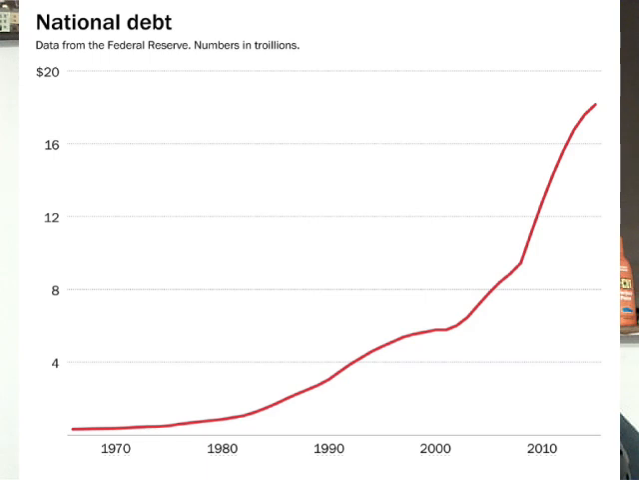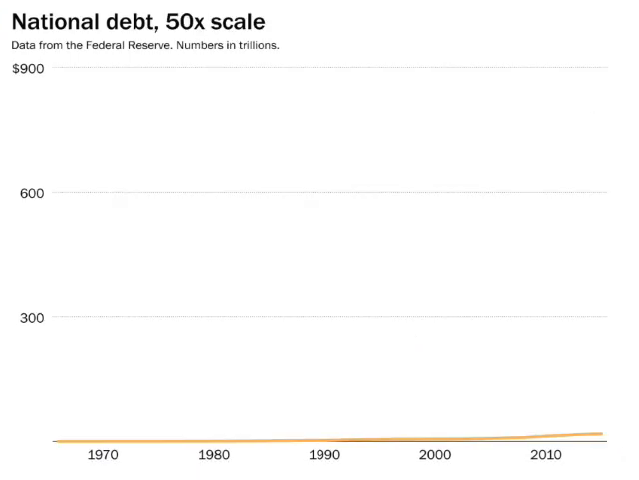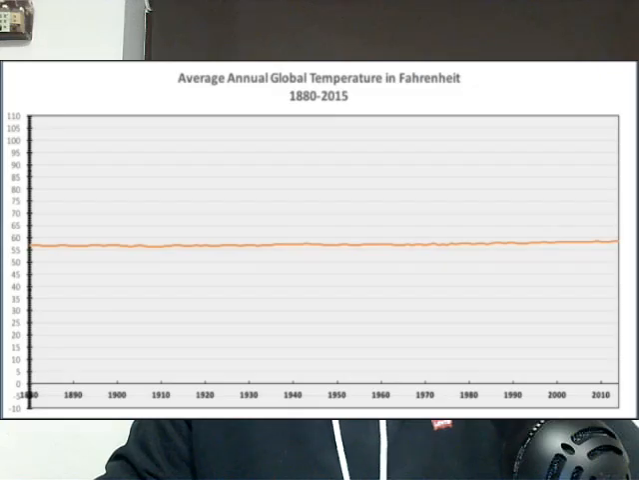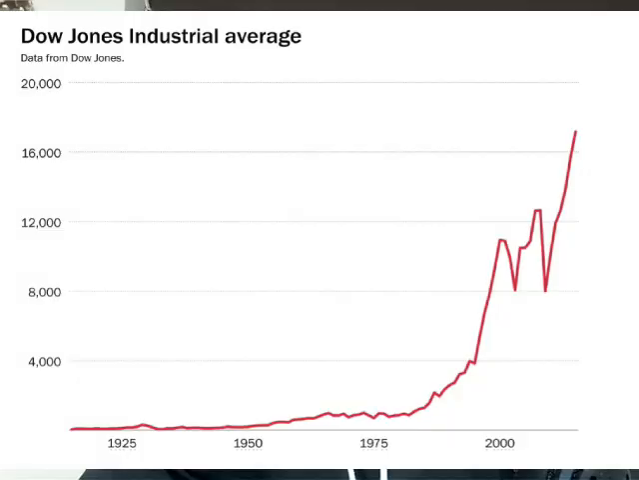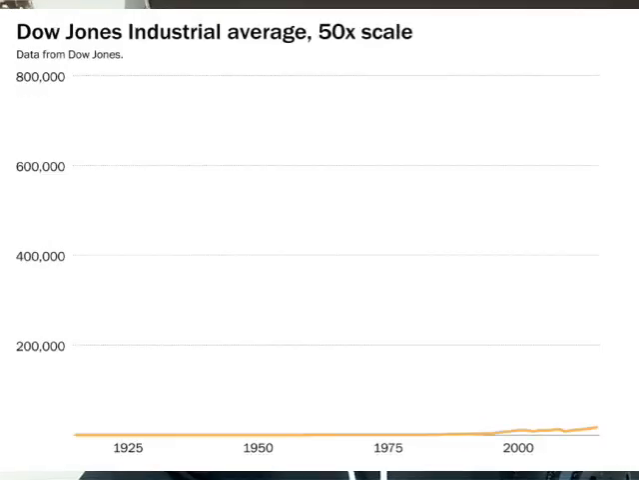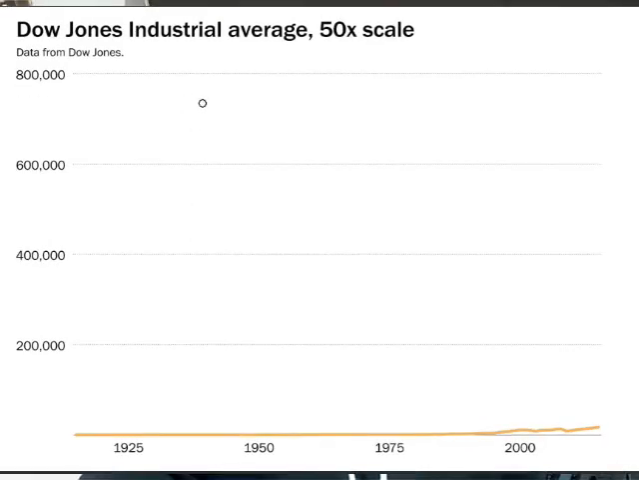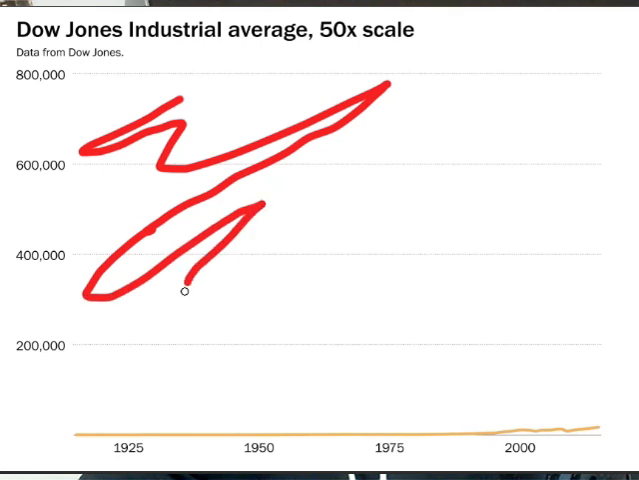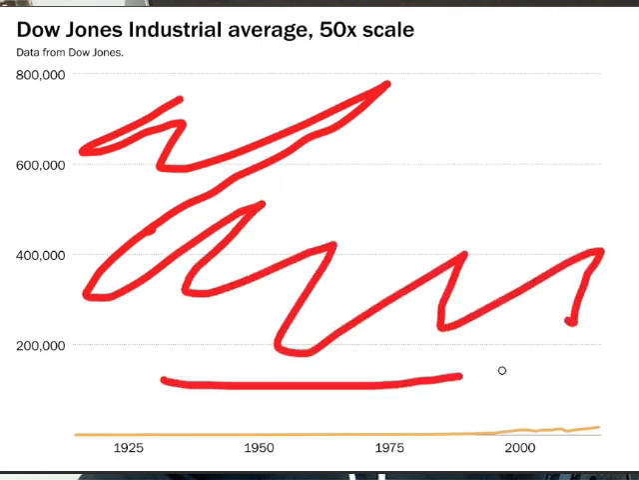The Washington Post article then goes on to show this graph, a correct national debt graph, and then this one, taking the piss out of this graph, but he's actually taking the piss out of himself. And he does this as well with the Dow Jones. So like, what's all this? The Dow Jones has gone up to 20,000. So this is just ridiculous. I mean, all this space is totally unnecessary.